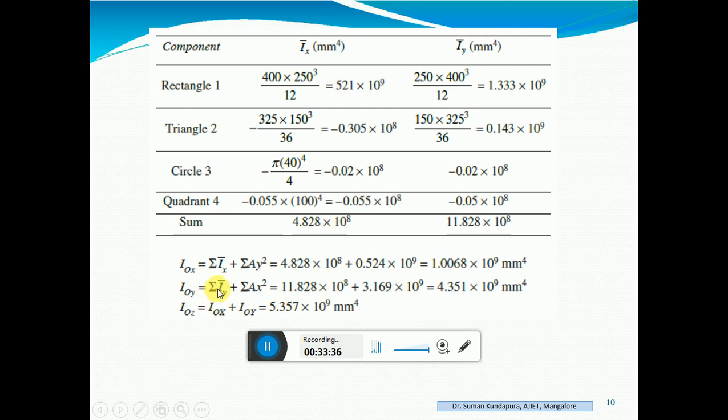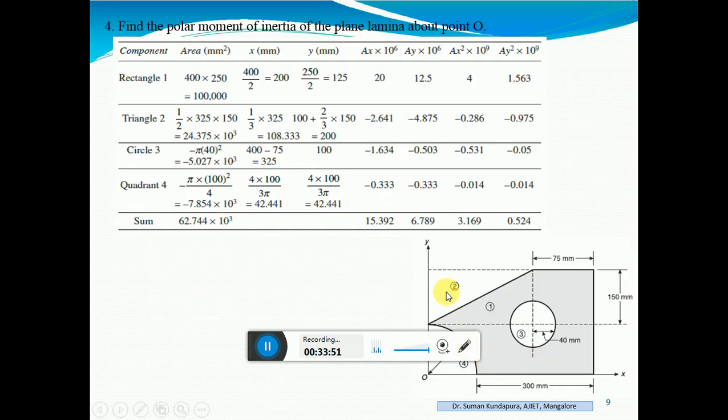Ioy is found out from summation Iy bar plus summation Ax square. You find out these two components separately and later find out the polar moment of inertia, that is about the z-axis. So coming to the problem, they have already fixed the reference axis.